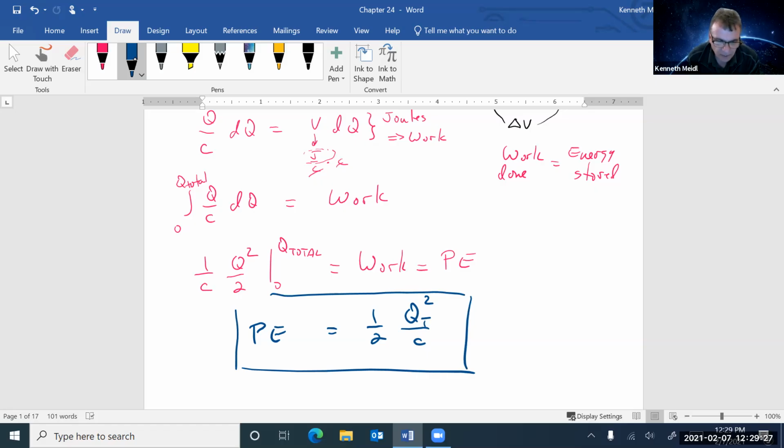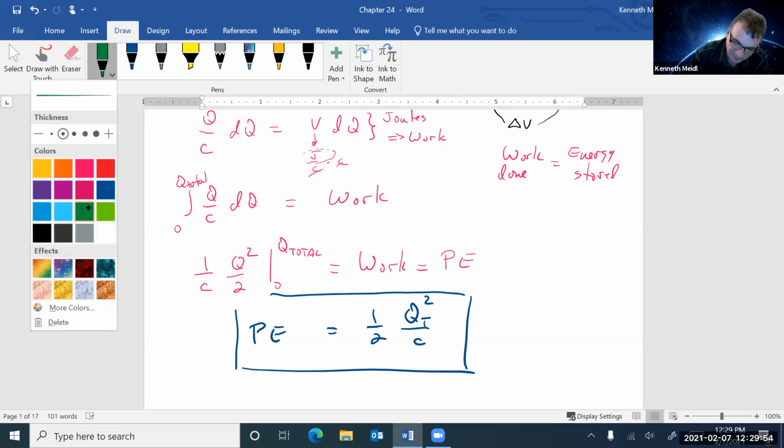So, is that surprising? Well, I think that the more charge I can get on the plates, the more energy I should have stored. That really makes sense to me. Now, take a look. It's inversely proportional to the capacitance of the system, which might be kind of surprising. But if you think about that, you might be able to see why that might be the case and what's going on there.